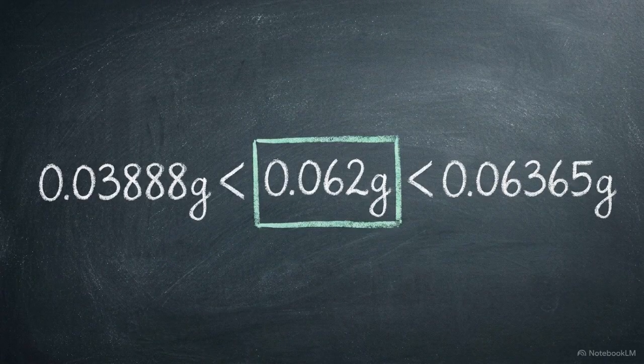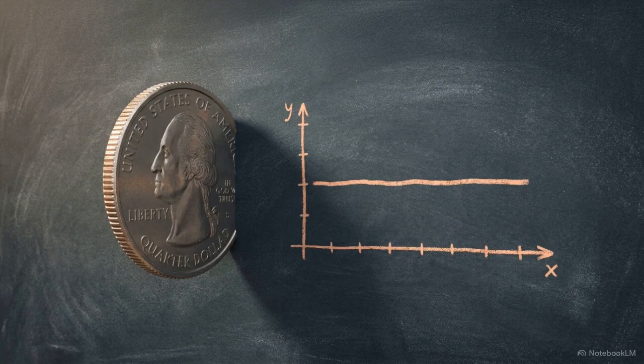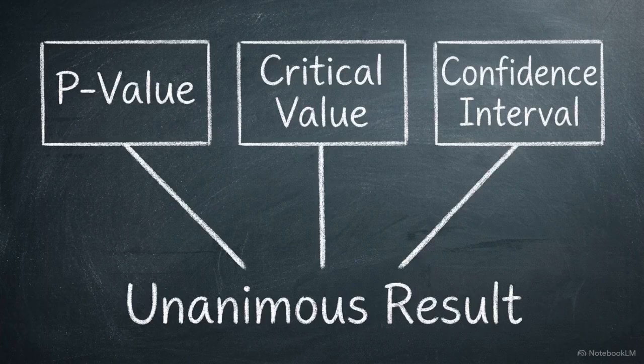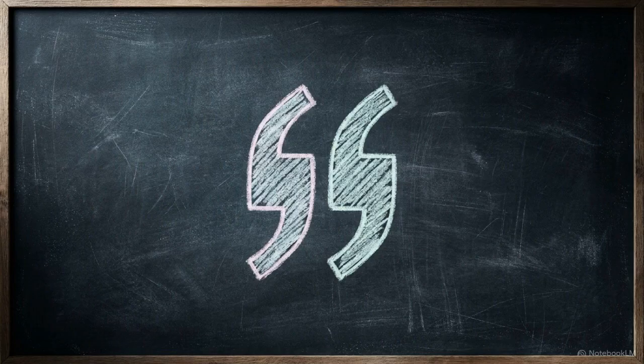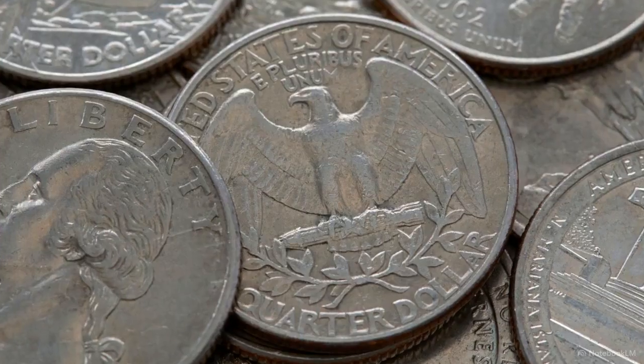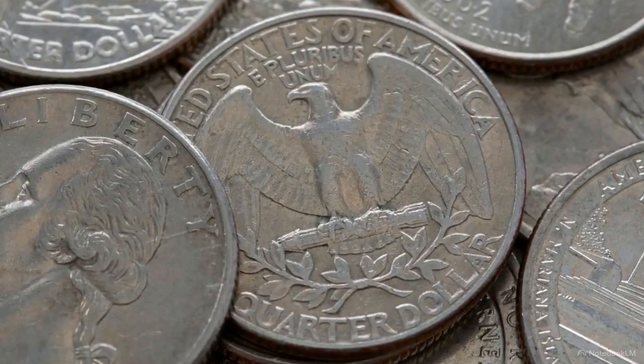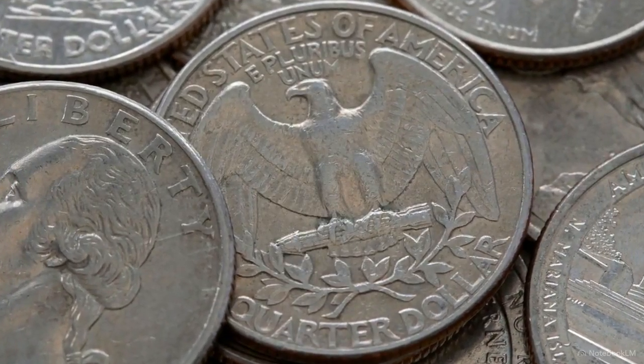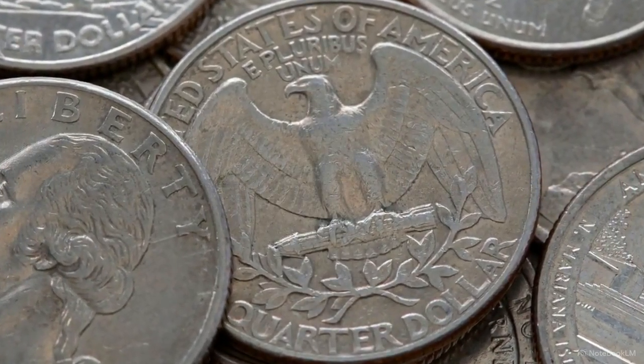Because the historical 0.062 value remains a plausible outcome within this range, we cannot statistically prove the new process is more consistent. This third method confirms exactly what the p-value and critical value methods found. We fail to reject the null hypothesis. Translating this statistical outcome back into plain English gives us our final answer. There is insufficient statistical evidence to support the claim. The U.S. Mint's new process has not provably reduced the variation in quarter weights.